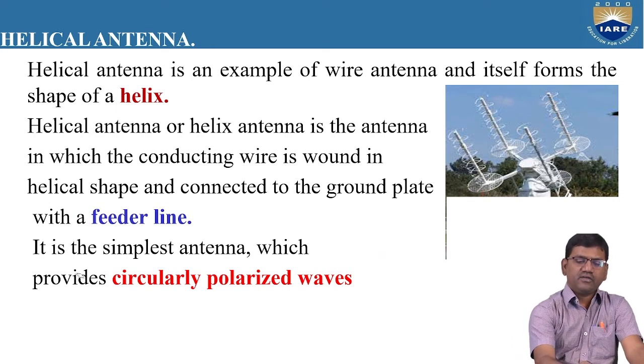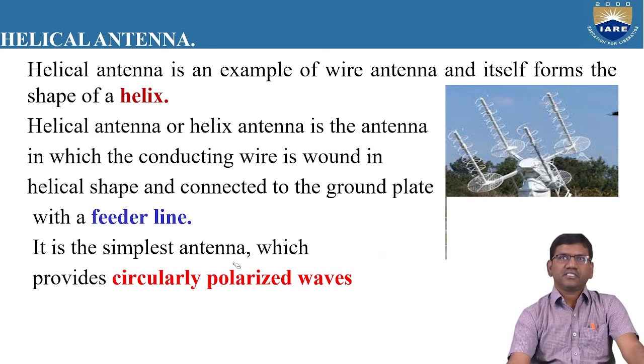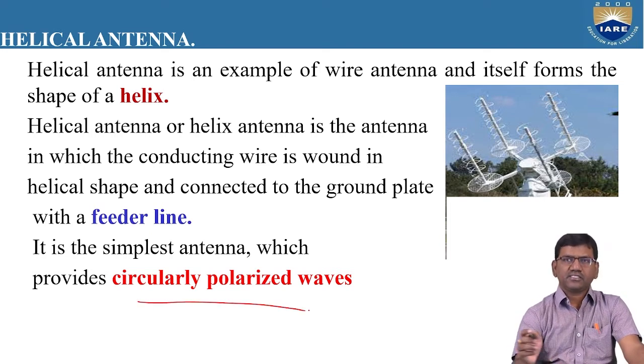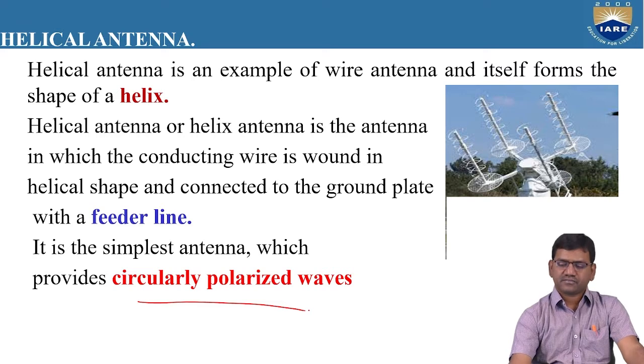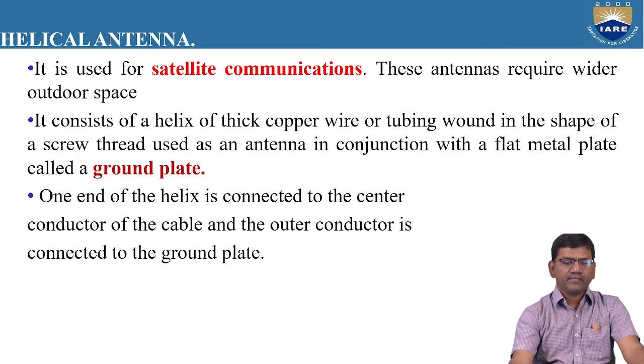It is made up of a material which is known as helix. It is a conducting wire which is wound in a helical shape and connected to the ground plate with a feeder line. It is the simplest antenna which provides circularly polarized waves. Generally, this helical antenna is used for satellite communication.